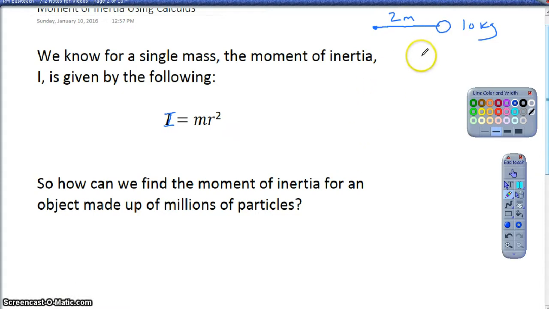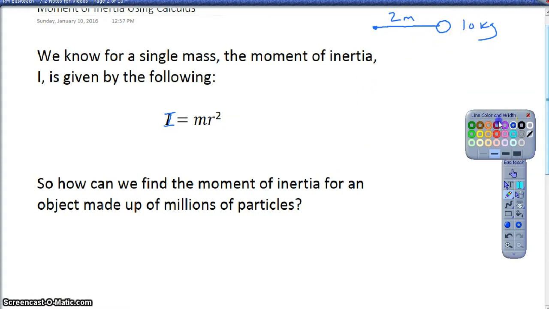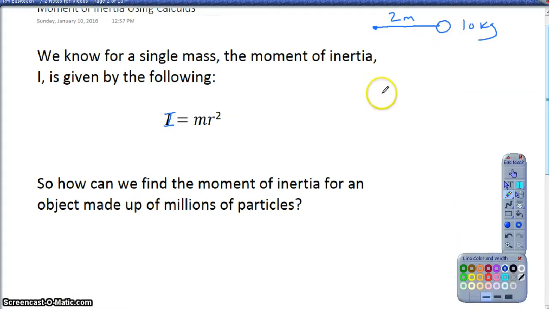Well, the question then becomes, what if it's not just a single mass, right? What if it's actually multiple masses or several masses, or even just a few? Right, so let's start with a simple case of that. What if instead of one mass it was two?